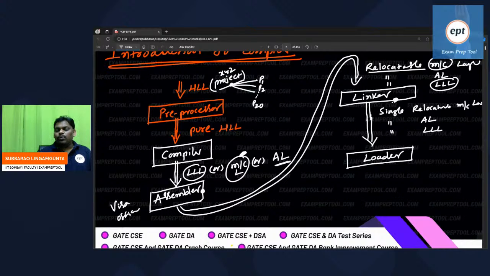After linking is over, where is your program? Still in the hard disk. We are making it ready.